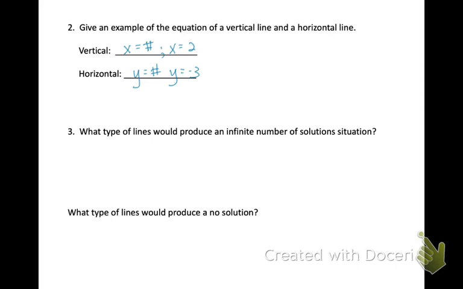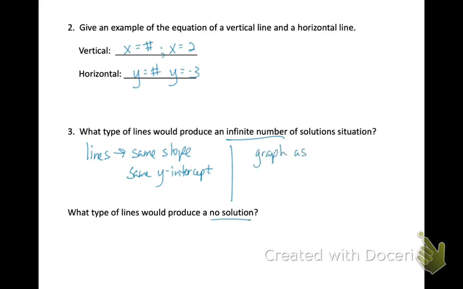Now, what two types of line would produce an infinite number of solutions? Well, those would be lines that have the same slope and the same y-intercept. Sometimes when they are in equation form, you don't always know it until you start graphing them. When you graph those lines, they just graph right on top of each other, so they appear to be the same line.